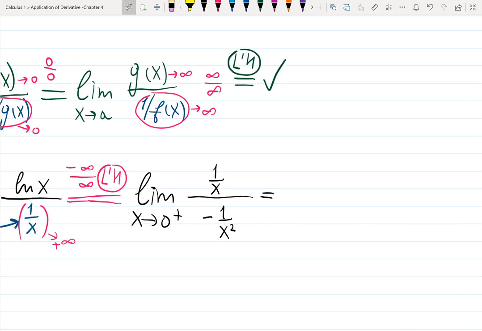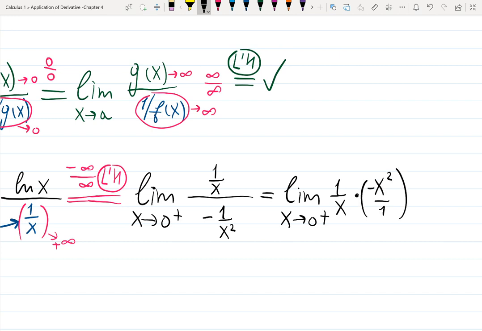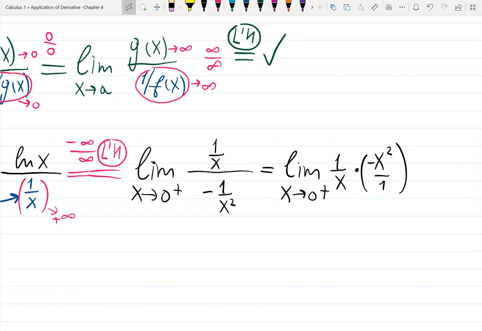It looks a little bit weird, but I recommend you see it in several ways. Either you see that you're dividing by a fraction, so you take the fraction in the numerator and multiply by the reciprocal, right? This is one of the ways to see it. I'm multiplying everything by negative x squared over 1, and then cancel out x's. The other way to see it is to multiply everything by x squared.